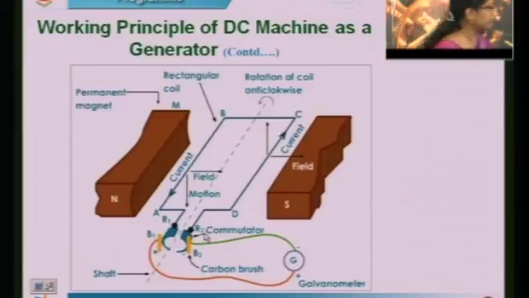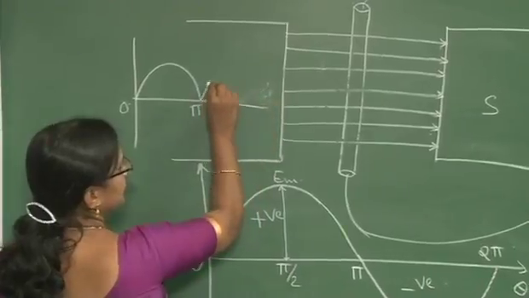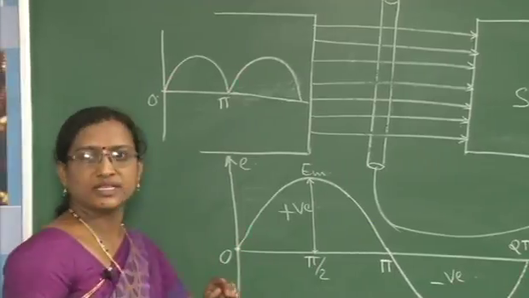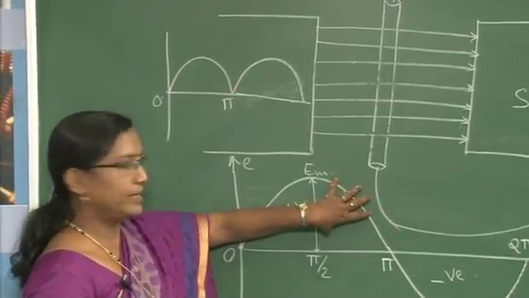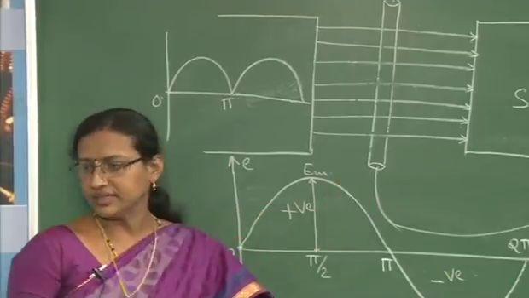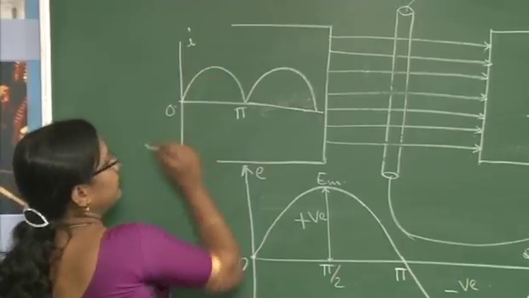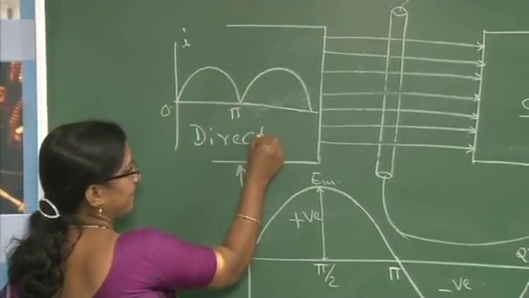So during 180 degree to 360 degree, the current will also follow this positive direction. That is why, due to this alternating EMF, at the terminals we have converted the current into direct current. So it is called direct current.